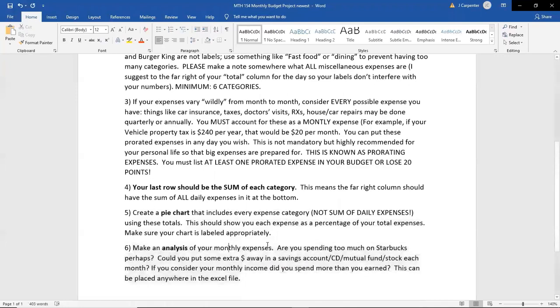So make an analysis of your monthly expenses. This could be you saying, I think I'm putting enough away to my investments or my savings account, or I think I'm spending too much on my Carrera GT or whatever. Maybe I need to spend less on my rent, or maybe I need to spend less on fast food, or maybe I need to spend a little bit more on this category because my clothes are ratty or something. I don't know.